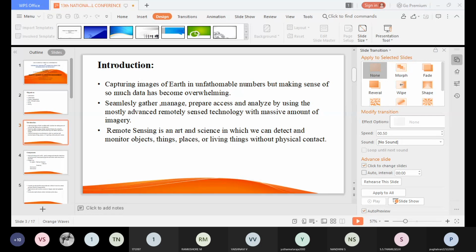So remote sensing is used in various applications like agriculture, deforestation management, air pollution, land pollution, like that. So many applications use remote sensing. So, next.